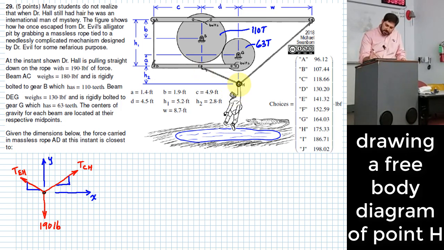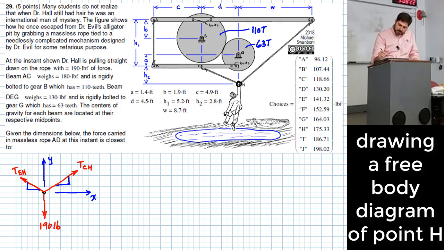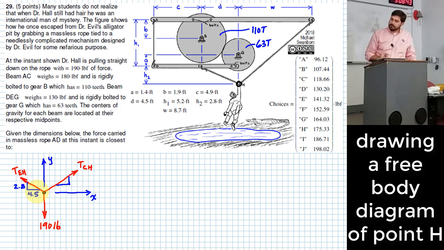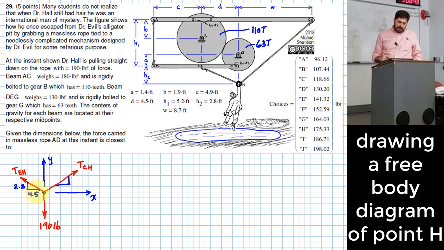Okay, so for TEH, how far does that rope rise and how far does it run to go from point H up to point E? Okay, H2 is right here, 2.8 feet. So I can put this in as 2.8 of rise. Okay, that's H2. And then what for run? You kind of see this dimension D right here. D is 4.5 feet, so I'll say this is 4.5 right here. And that gives me enough information to specify the direction of that force.